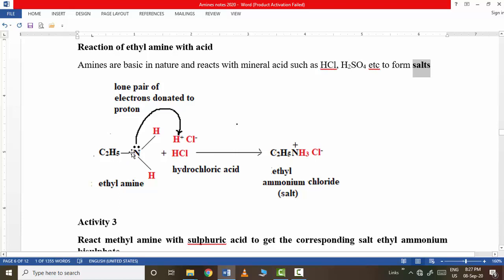You can see the lone pair of electrons is again donated to the proton from hydrochloric acid. I have just written it in the ionic form. The lone pair of electrons is donated to the proton. The proton will be abstracted, and you can see C2H5NH3 with nitrogen carrying a positive charge, indicating the loss of the lone pair of electrons. Then the chloride ion. So the name of the salt is ethyl ammonium chloride.